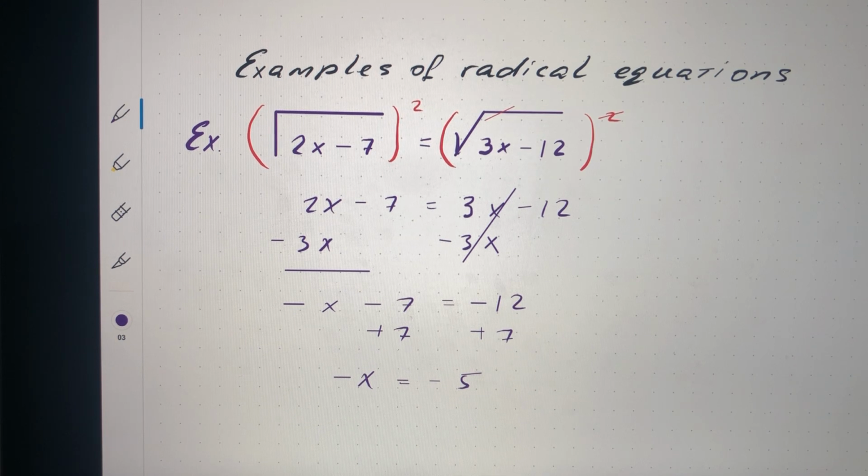But since we're looking for the x, not negative x, we multiply both sides by negative 1, and that switches all the signs, and we get our solution. X is 5. Now let's look at the answer with a calculator and see if it makes sense.